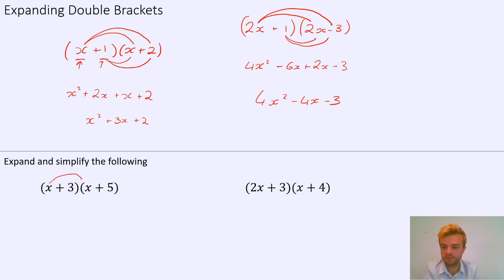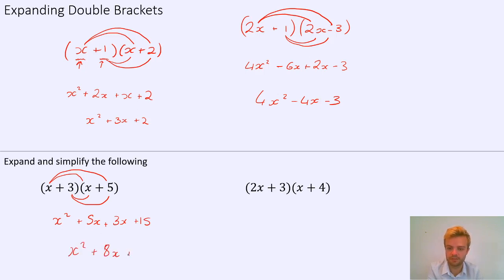So same as last time, x times x is x squared, and x times 5 is 5x, and it's all positive, so plus 5x. 3 times x is 3x, and that's positive as well, so plus, and 3 times 5 is 15, positive. We simplify it down, x squared plus 5x and 3x is 8x altogether, plus 15.